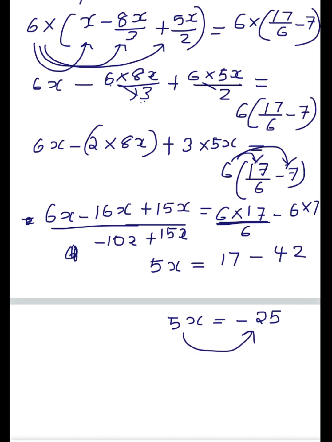Now 5x equals minus 25. So you have to take this 5 to that side. That means x will be equal to minus 25 divided by 5. Now what is minus 25 divided by 5? It is minus 5. So you will get the answer as x equals minus 5. In this way you have to do this question. So this is all about the third question. I hope you understood this. Now let's see the fourth one.